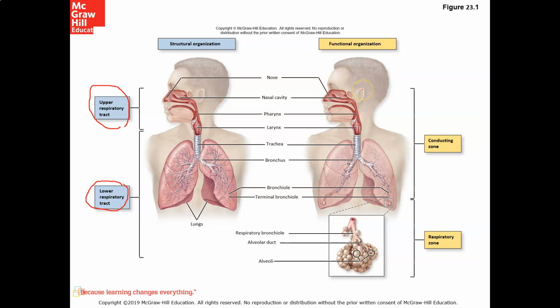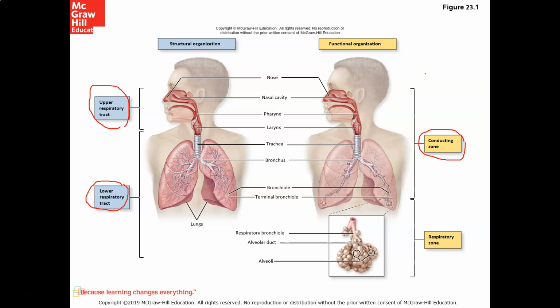Functionally, the way things are divvied up is we have what's known as a conducting zone. A conducting zone means, how do you get air in? What are the structures that get air into the lungs? You conduct air into the lungs. It doesn't say anything about what happens to the air once it gets to its destination. It's just how you're going to get it there.